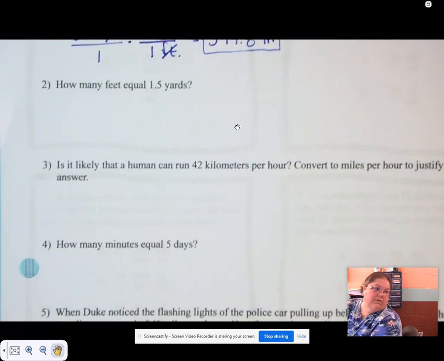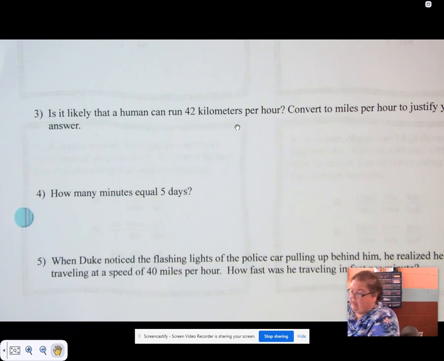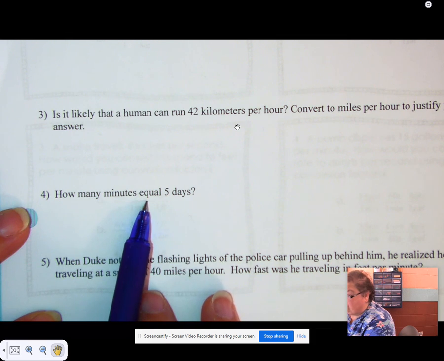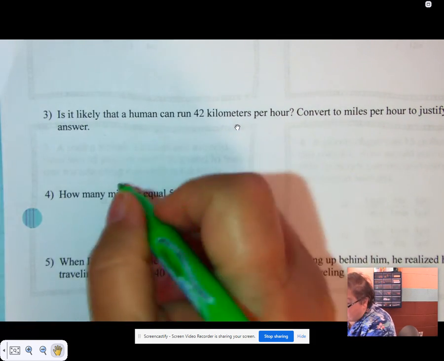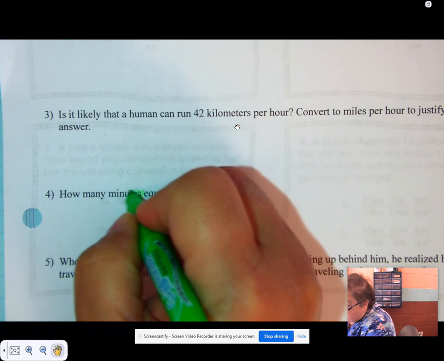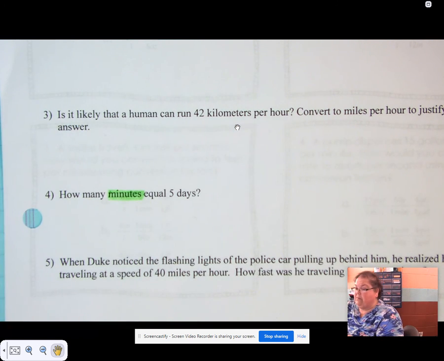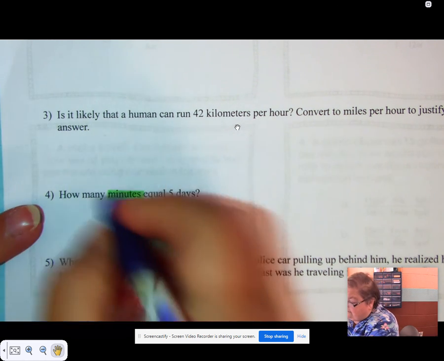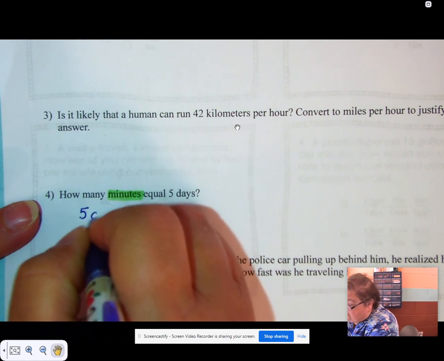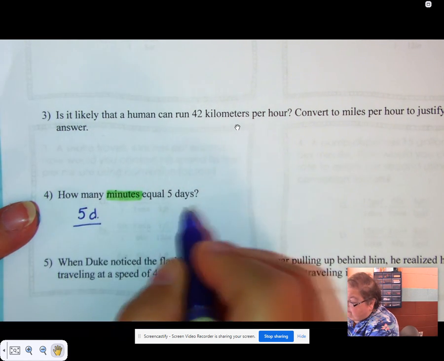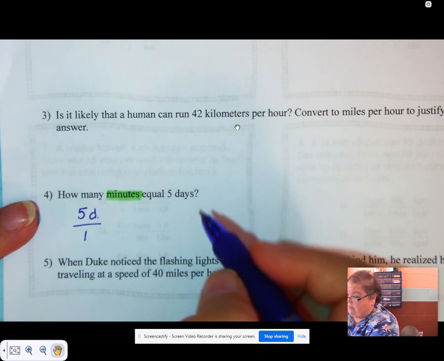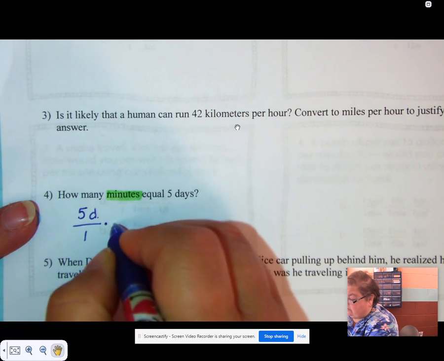Okay, so let's look at number 4. Let's go down to number 4. How many minutes equal 5 days? Okay, well, I'm going from days to minutes. I am looking for minutes to be my final answer. So we always start with what we've got. 5 days. Okay, we just abbreviate here. I don't have a per, so it's a 1 as the denominator, times.